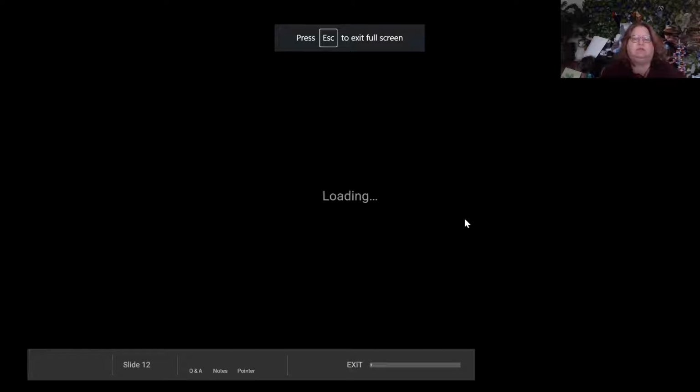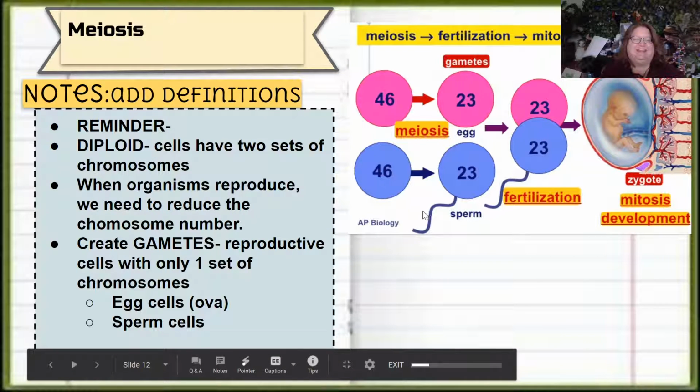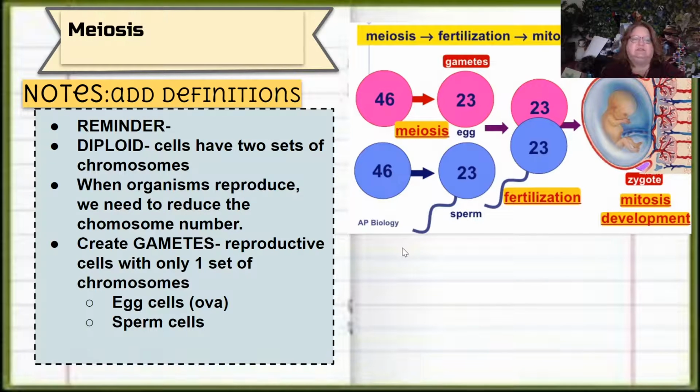We're going to be continuing our discussion on genetics and meiosis. We're going to look at the stages of meiosis. And so, just a reminder of our terms.